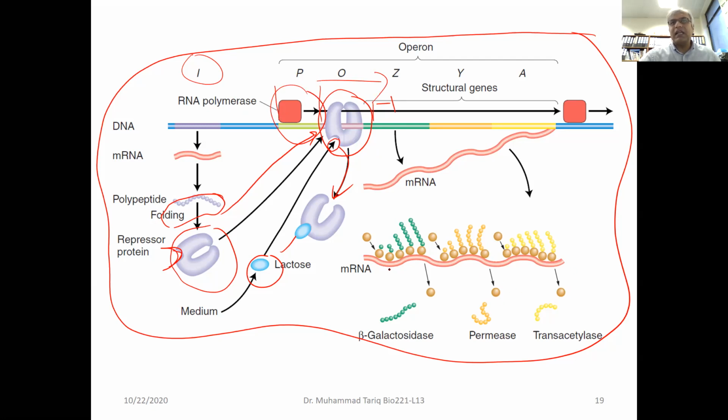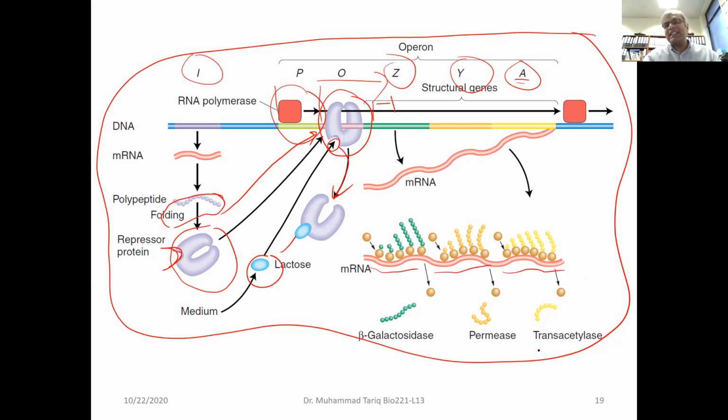This messenger RNA contains the reading frame for beta-galactosidase, permease, and I think, Najma, did you look at A? Why am I forgetting what A is? Is Najma there? I think her net is not working today. So all three proteins are translated from this.